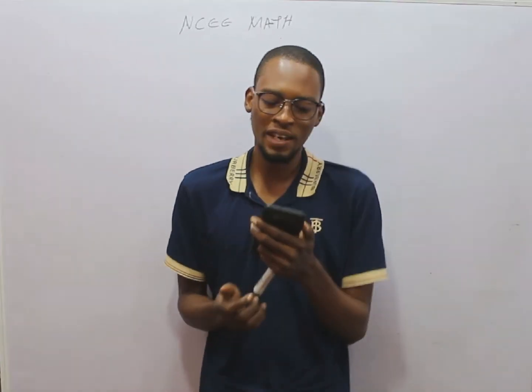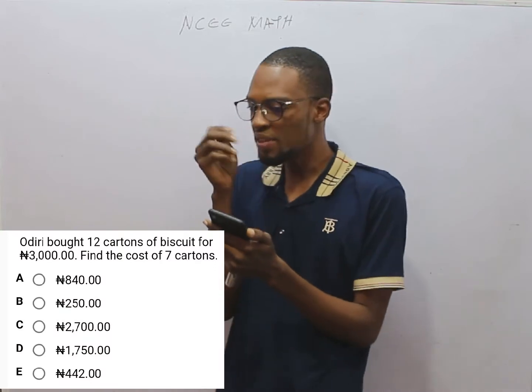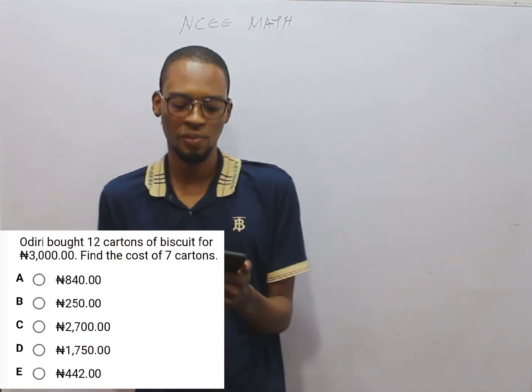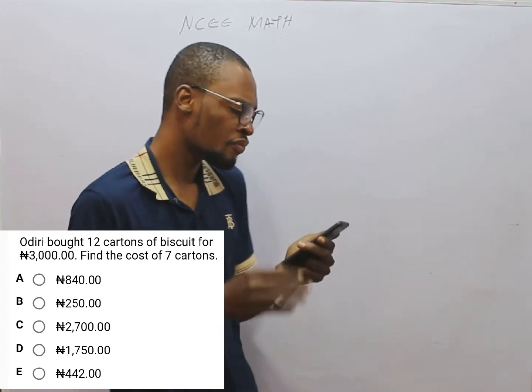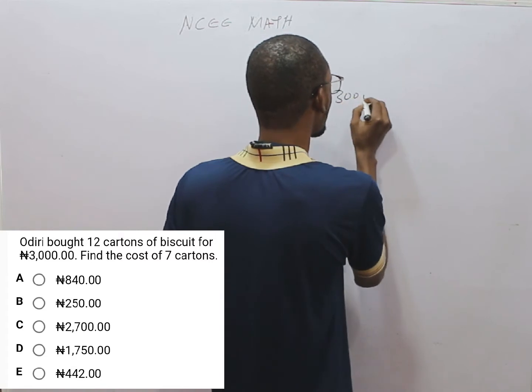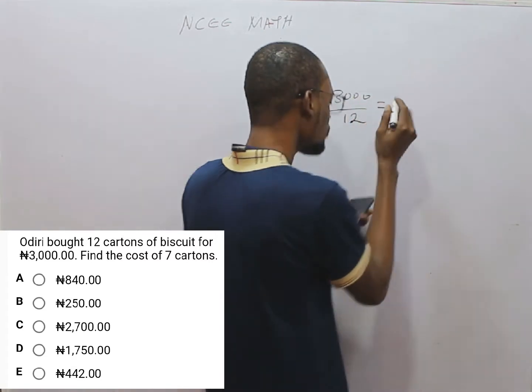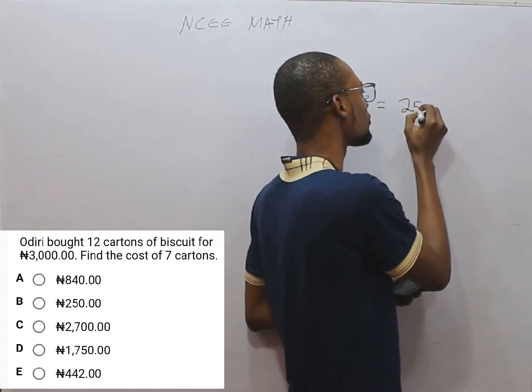Odiri bought 12 cartons of biscuits for 3,000 naira. Find the cost of 7 cartons. If 12 cartons cost 3,000 naira, 1 carton will simply cost 3,000 naira divided by 12. And what does that give you? That will give you 250 naira.